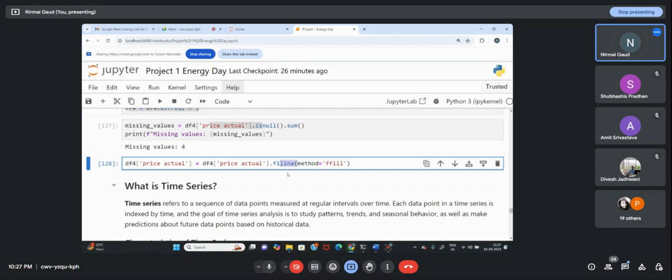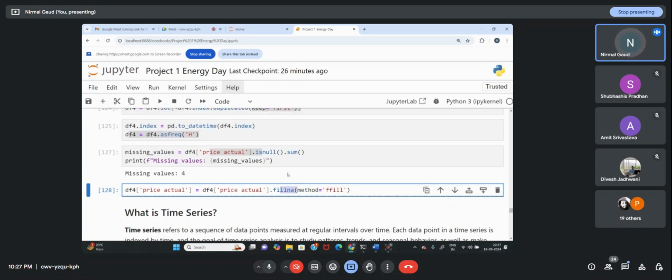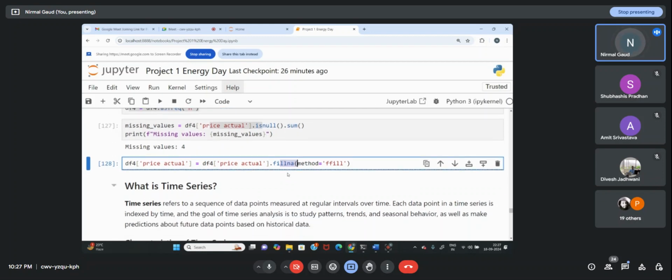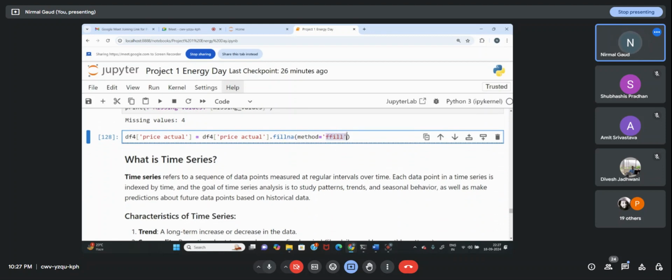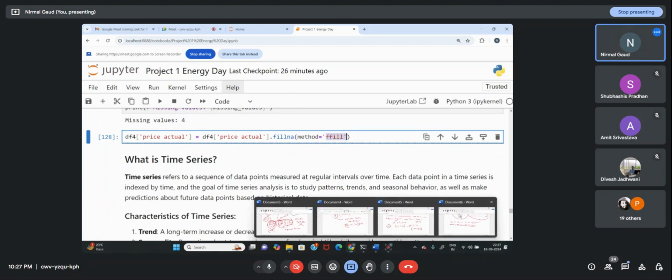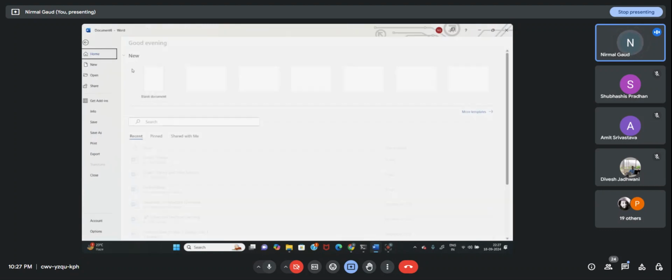Kindly fill them. We can't do analysis with null values. There are four, fill them. And filling I did with ffill. ffill means forward fill. What is forward fill?